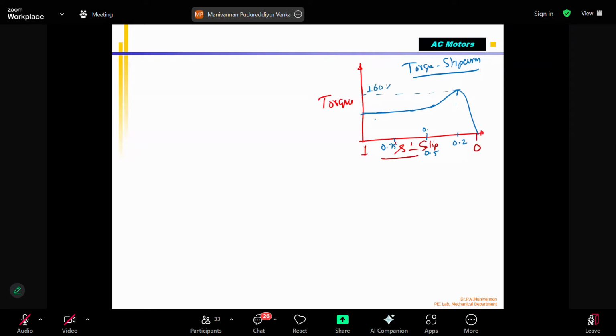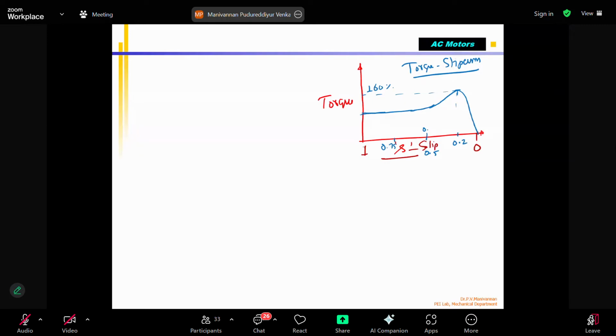Sir, just one doubt. Why, on the x-axis, do we have to take from 1 to 0 for this graph? Yeah, because slip you can take either way, but this slip varies from 1 to 0. Torque reaches maximum when it is 0.2. Generally, this is how they draw the curve.